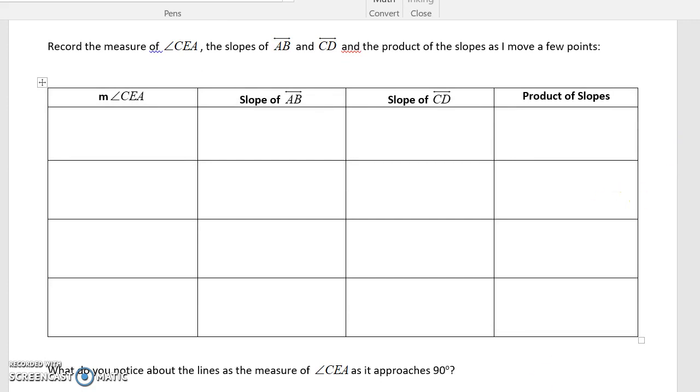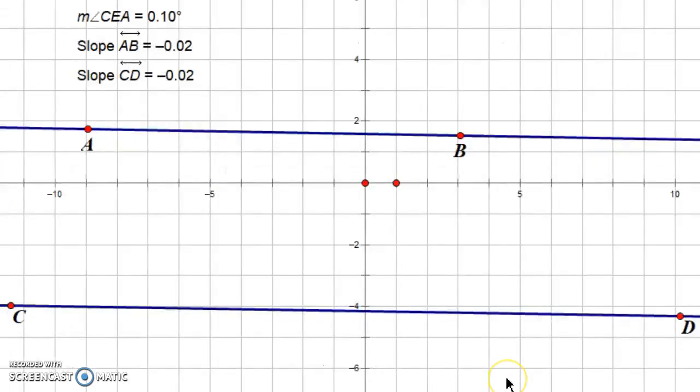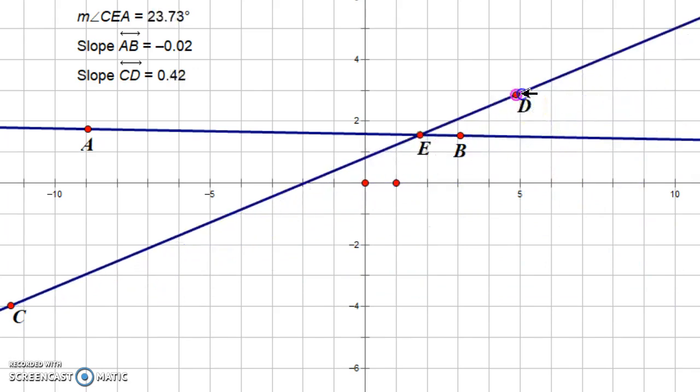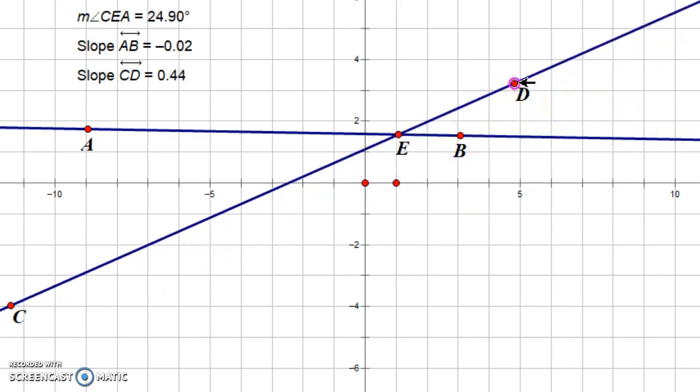products by hand. So this time, of course, instead of getting to 0 like we did last time, because our angle was at 0, we were getting a parallel line because basically we were creating no angle between the lines, right? Now we're going to be, of course, looking at it approaching 90 degrees, being perpendicular. So here we go. Angle CEA is 24.9 and our slopes are there.